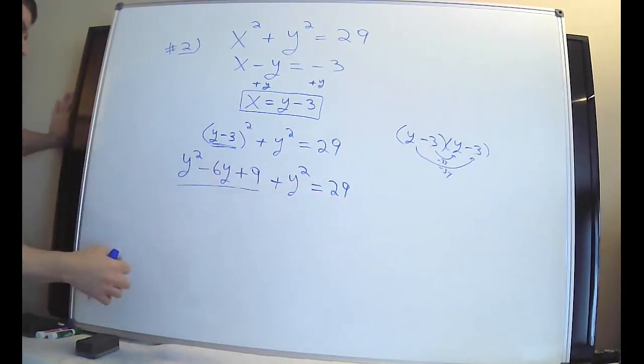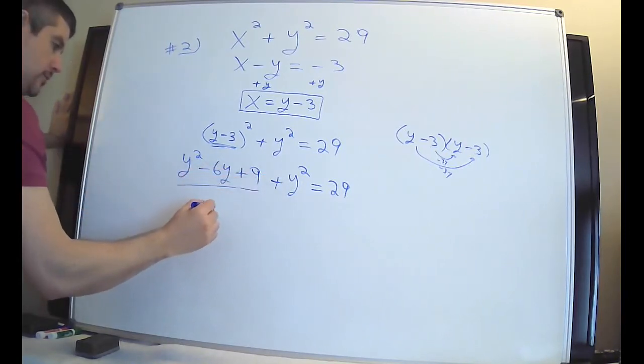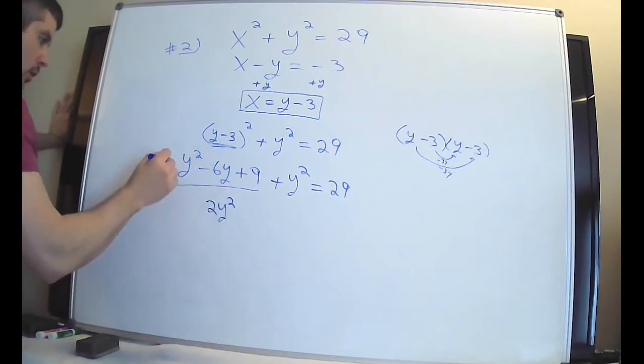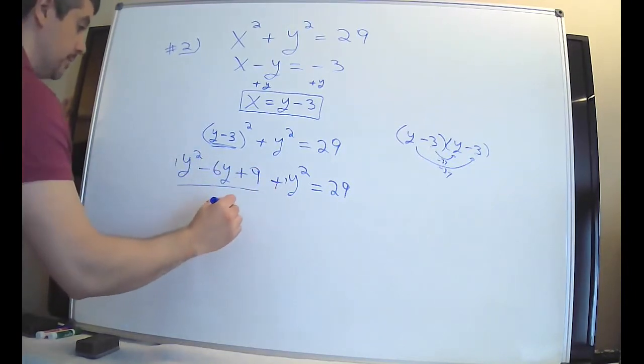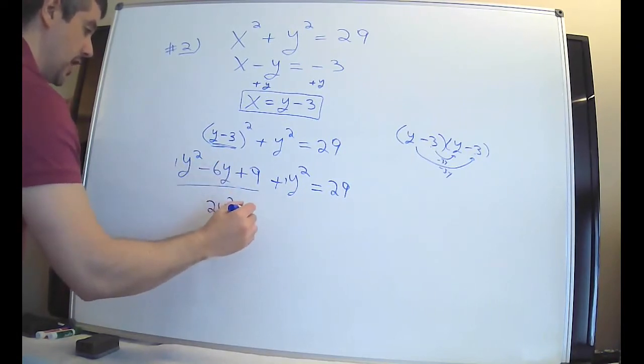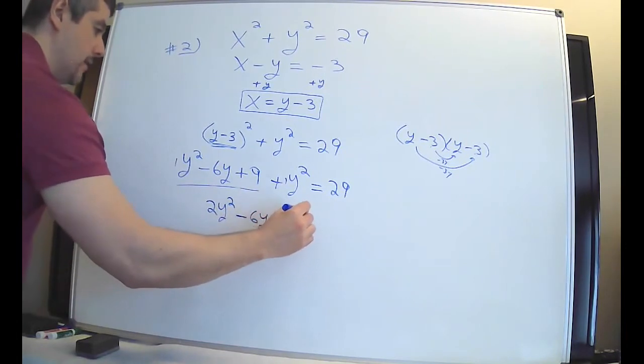Now I got to see if I can put some stuff together. You have a y squared and another y squared. That gives me 2 of them. 1y squared and 1y squared is 2y squareds. Not y to the fourth, right? Same creature. They don't change. Minus 6y plus 9 equals 29.